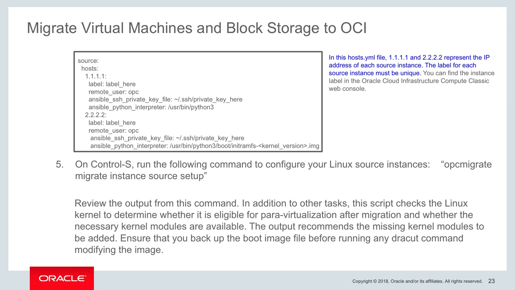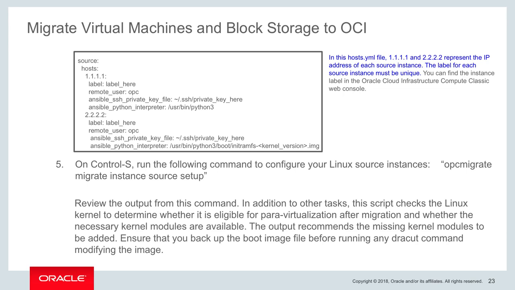This slide shows a screenshot of a host.yaml file. Note that you will need to have entries for all your source hosts that you're planning on migrating from OCI Classic to OCI specified in this file.